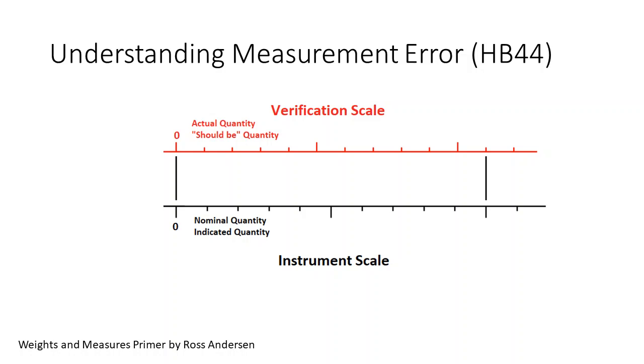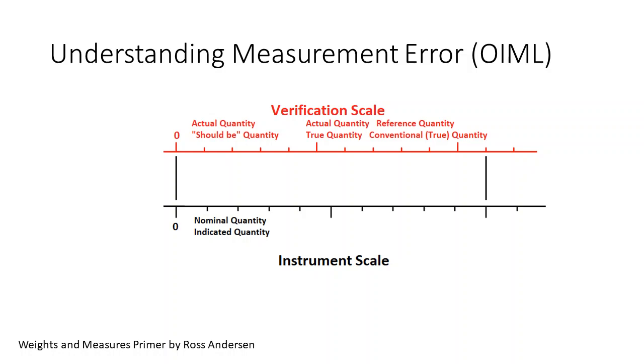Indulge me, and let's refer to this as the verification scale, because it's the reference we use to verify conformance with metrological or accuracy requirements. The values on this scale are actual quantities when measuring errors in excess deficiency and should-be quantities when measuring errors of over-under-registration. In either case, this is the test quantity. In a test, we look for corresponding values, so we have one point on each scale, but each of these points has two names. In OIML, it gets even worse, as they refer to values on the verification scale as actual quantities, but also reference quantities, true quantities, and conventional true quantities.